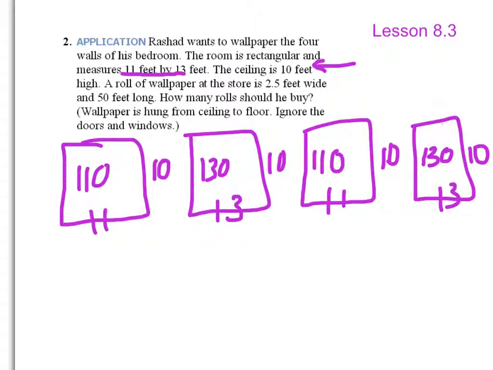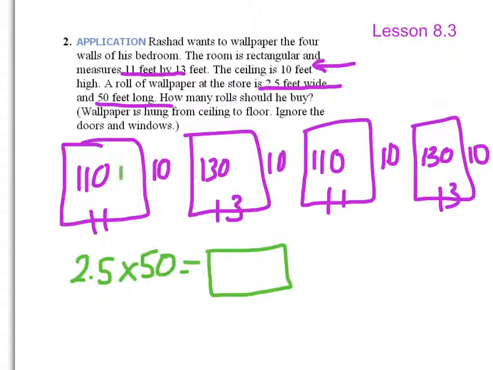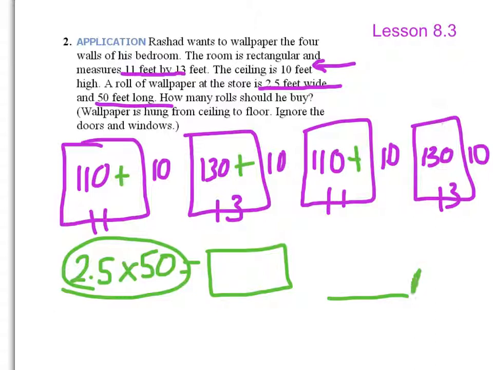130. Now I know that the wallpaper is 2.5 by 50. So if I take 2.5 times 50, that tells me how much square area I have for my wallpaper. Divide the square footage, in other words add the purple numbers, and divide by the square feet in each of the wallpaper rolls. That tells you how many rolls you will need.